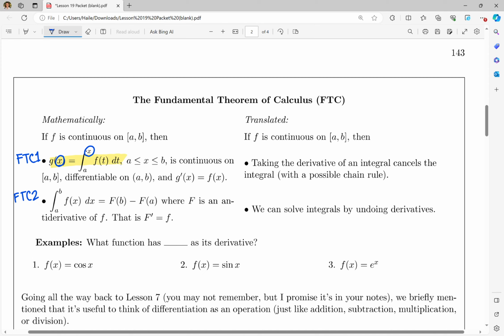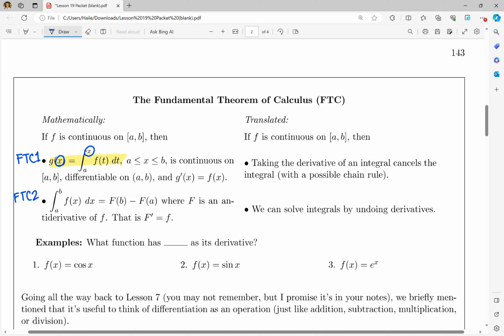Okay? So that's what this part means. G prime of x is equal to f of x. That sort of function is a little bit tough to wrap your head around at first. I'm going to see if I can make an interactive thing to show you how those functions work. I think I should be able to do that. But for now, let's talk about what that means translated.